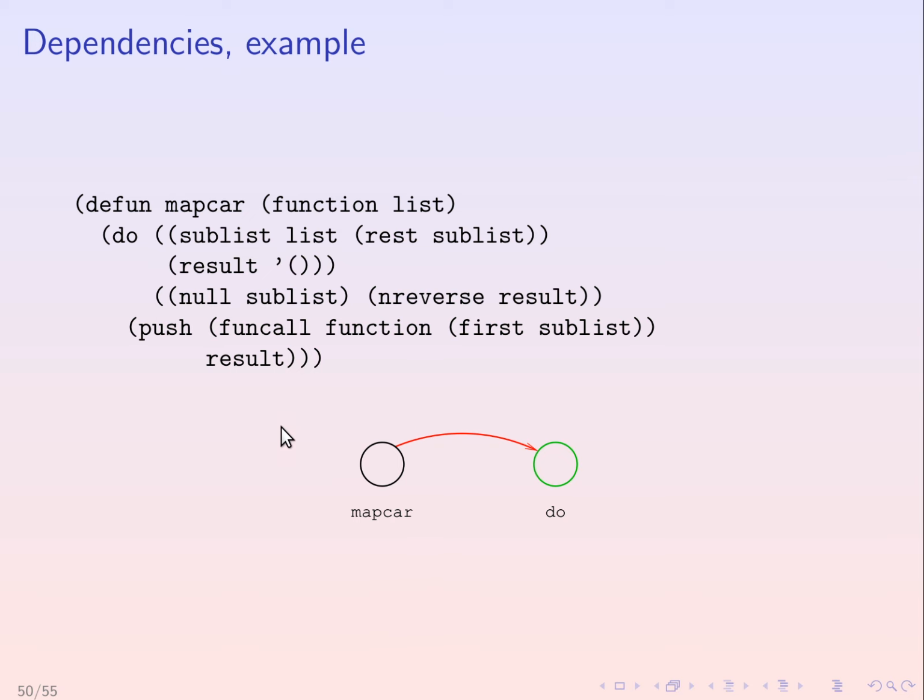And here's the dependency from part 1, where compiling the mapcar function requires the macro function of the do macro to be invoked. So it must exist. So we have this compilation of the mapcar function requires the invocation of the do macro function.